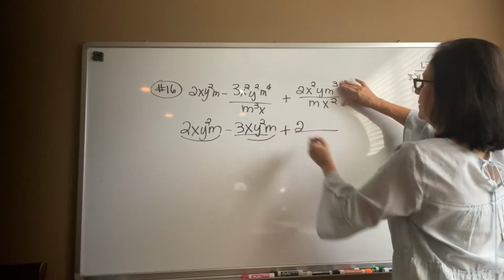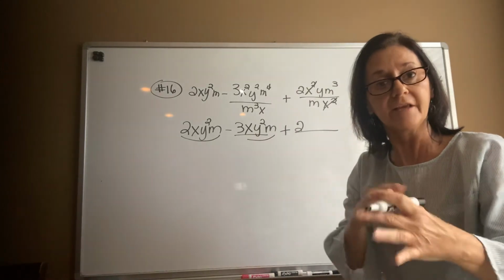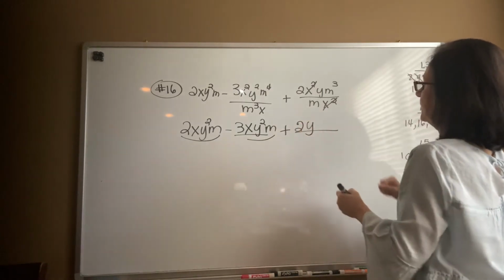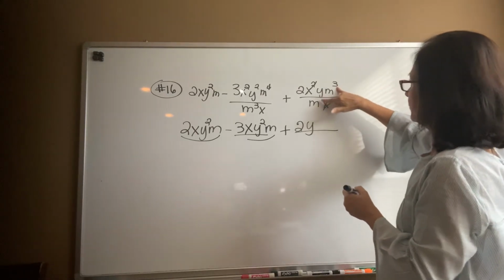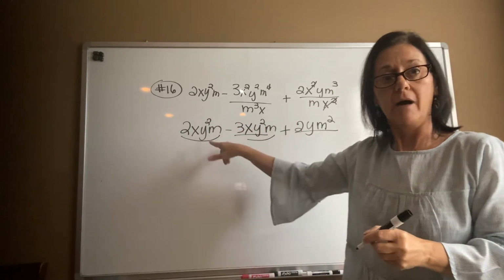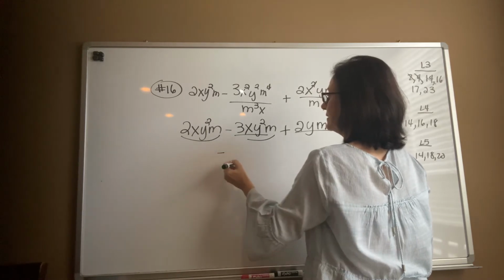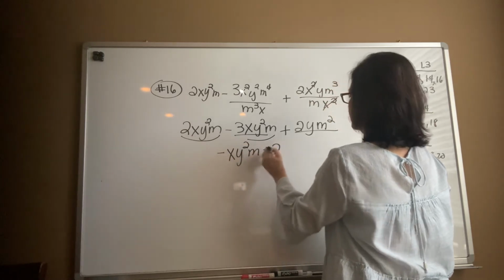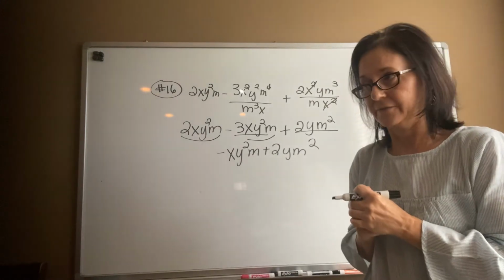2 is in the numerator. Our x's cancel out. X squared over x squared is 1. Anything over itself is 1, so they cancel out. Y is by itself. M cubed is greater than m to the first, so we do 3 minus 1, which is 2. Okay, that is not a like term. This is, so we combine their coefficients. 2 minus 3 is negative 1. So we don't need to write the 1. We just write negative x y squared m plus 2y m squared. That is the answer.